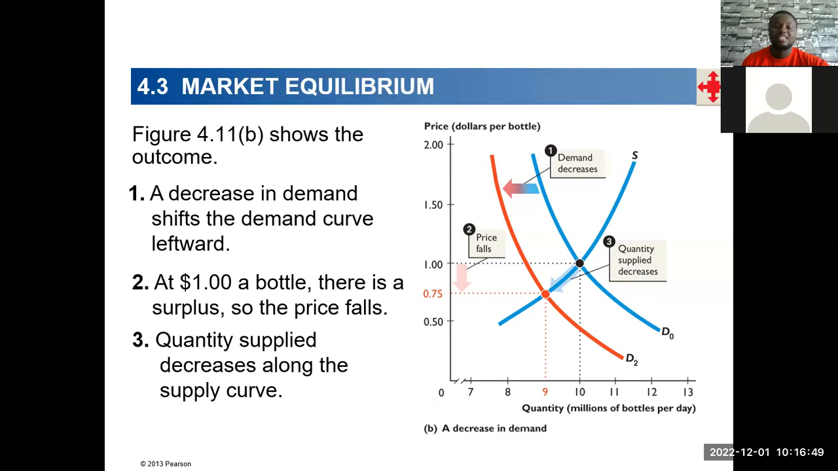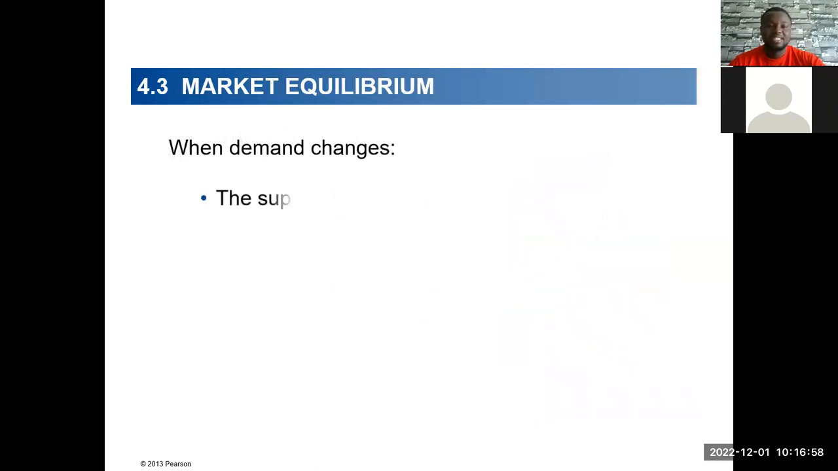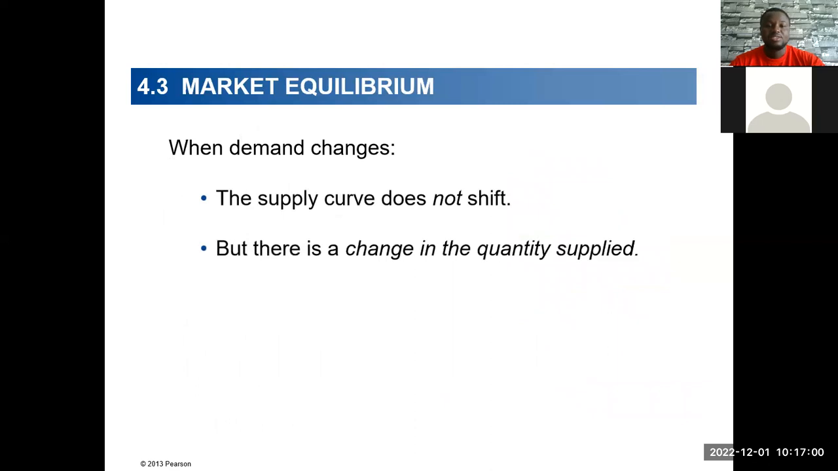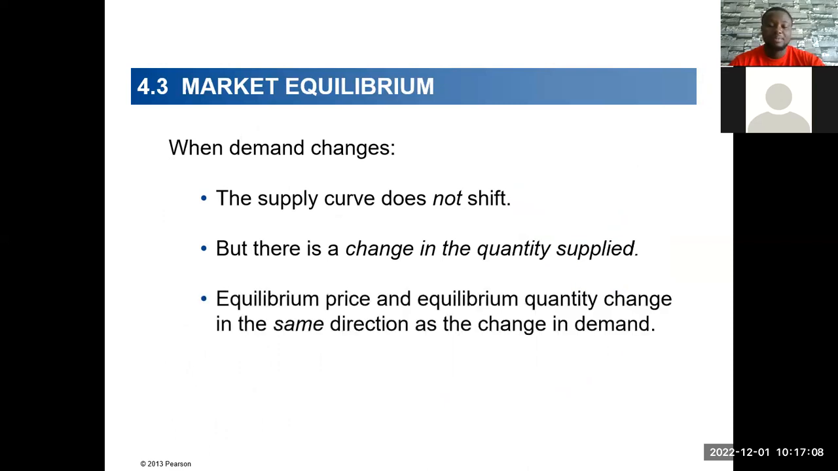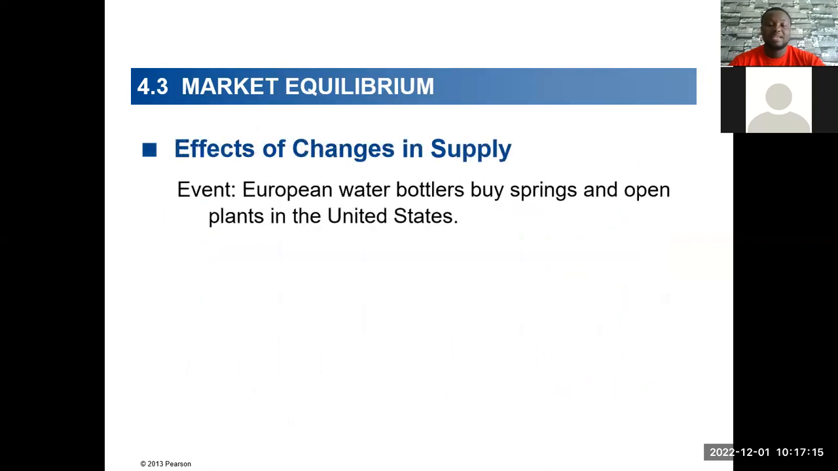In quantity, in the equilibrium quantity as well. So that is what happens when supply is constant and then demand changes. When supply changes, it doesn't affect the demand curve, but then there will be a change in quantity supplied, a change in equilibrium price, and then a change in equilibrium quantity. What about effects of changes in supply?